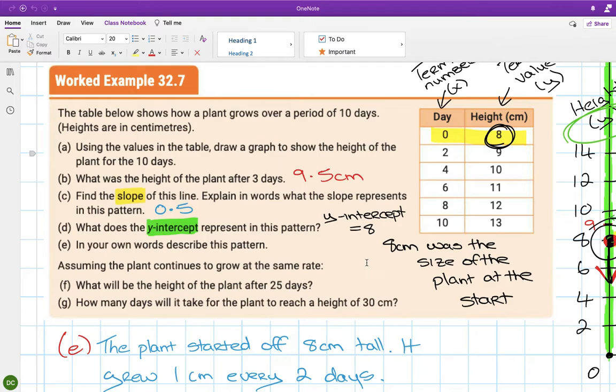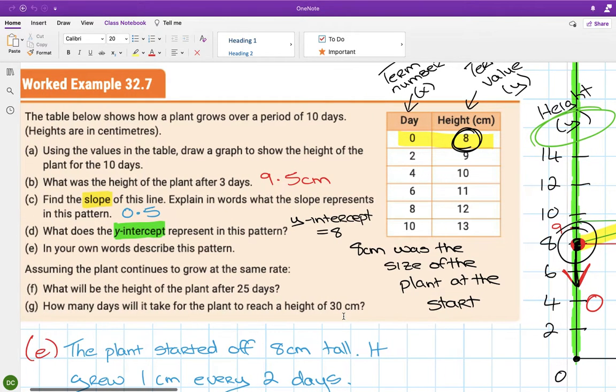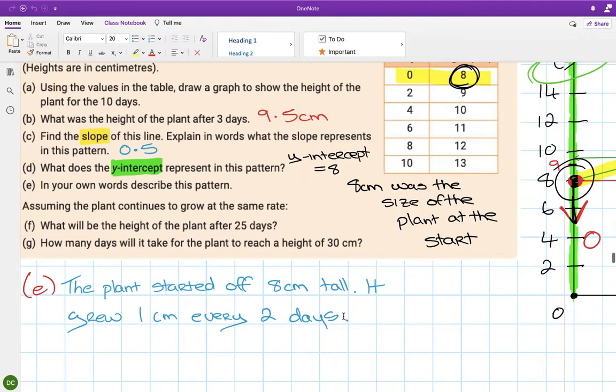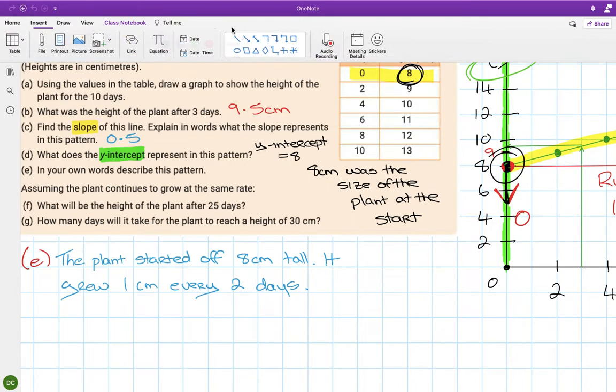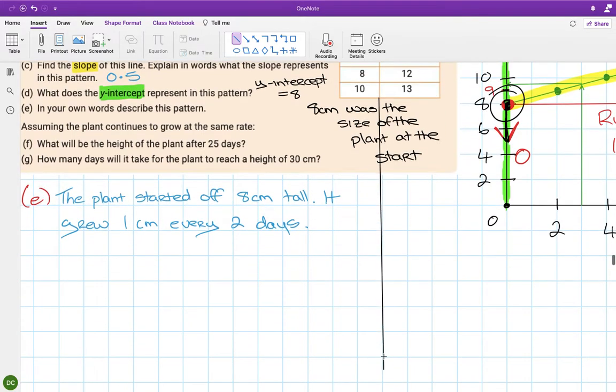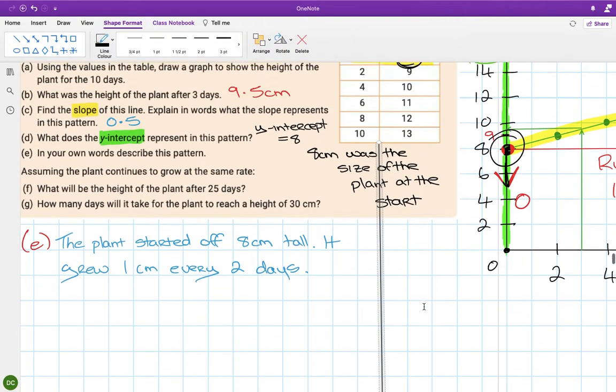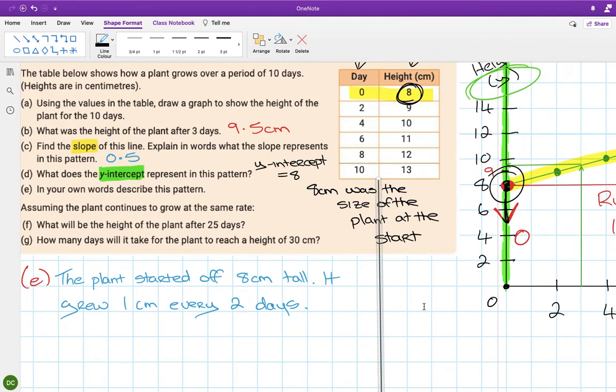So, assuming the plant continues to grow at the same rate, what will the height of the plant be after 25 days? And how many days will it take the plant to reach 30 centimeters? Okay, so we're going to have to keep going with our table. So we can either extend the table or we can extend the graph. So I think I might extend the table. I don't know. If you prefer to do the graph, do the graph. So I'm going to extend this down.